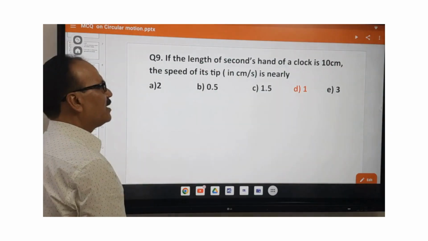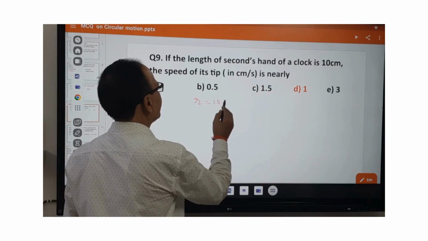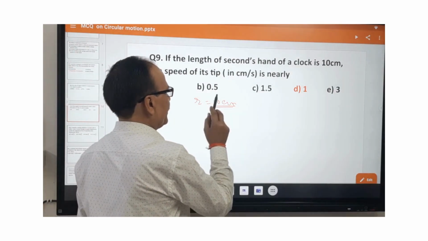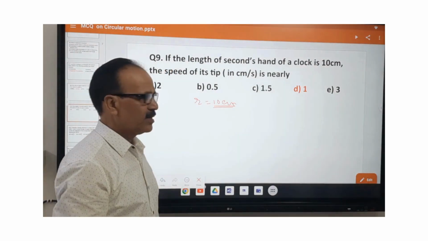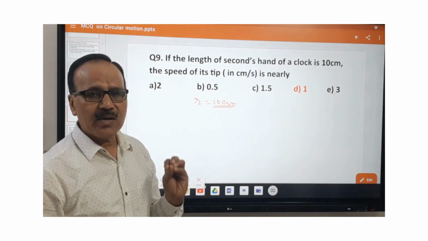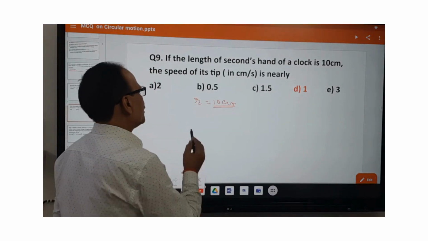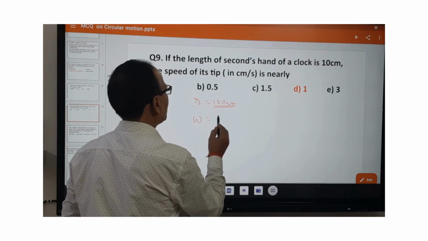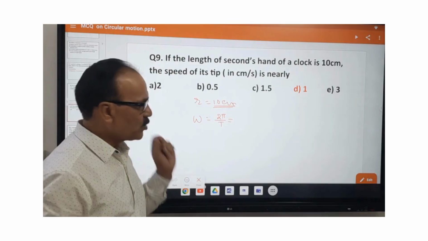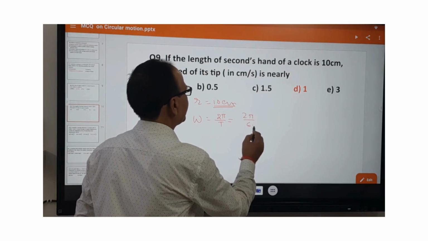9th question. The length of the second hand of a clock is 10 centimeter. It means the radius is given, 10 centimeter. Speed of the tip of the hands of the clock. So in this question, we can easily calculate the angular speed of the second hand. Angular speed omega is equal to 2 pi upon T. Time taken by the second hand to complete one revolution is 60 seconds, so it is 2 pi upon 60.